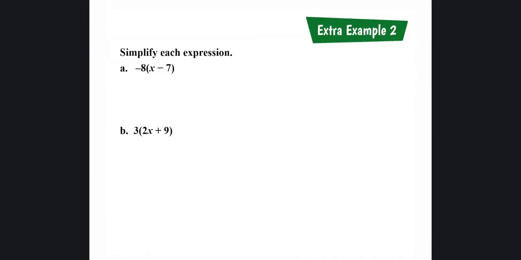Extra example 2. You'll try this problem by yourself. Simplify each expression. A. -8 times the quantity x minus 7. B. 3 times the quantity 2x plus 9. Hit pause and attempt these examples. Check your answers by resuming the video to see if you got the correct answers. The answer to problem A is -8x plus 56. The answer to problem B is 6x plus 27.